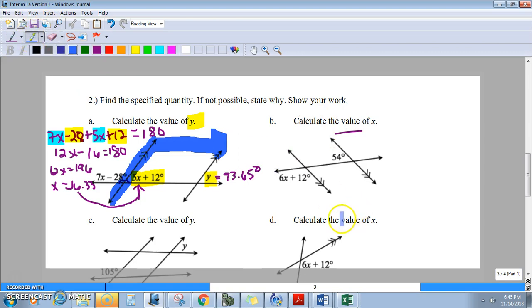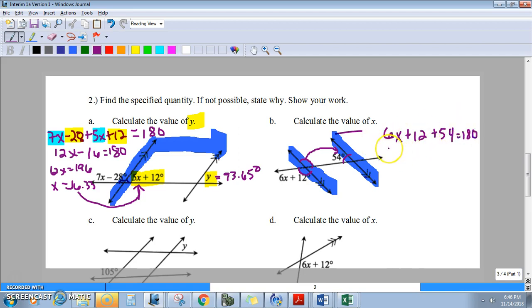So let's look at this side. So this side, we also have a set of parallel lines here and here, and we have a transversal, which means that this angle and this angle, well, what are they? I know that 6x plus 12, that's going to be the same as this because they're vertical angles. And then this angle and this angle are same side interior angles, which are supplementary. So they're going to add up to be 180. So 6x plus 12 plus 54 is equal to 180.